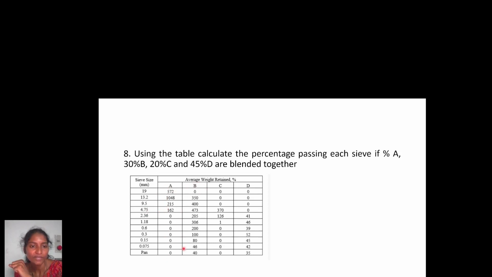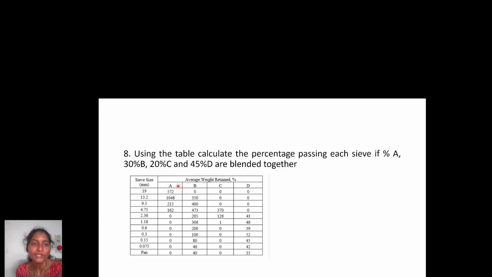If you take the second stockpile, mostly it has some coarse aggregates and some fine aggregates also. And stockpile C has only mid-range aggregates. And stockpile D has only fine gradation. So now we have to mix all of them in the ratio given. 5% of A means 0.05 into A plus 0.3 into B plus 0.2 into C plus 0.45 into D. So we have to multiply these factors. Then we have to calculate the percentage passing.